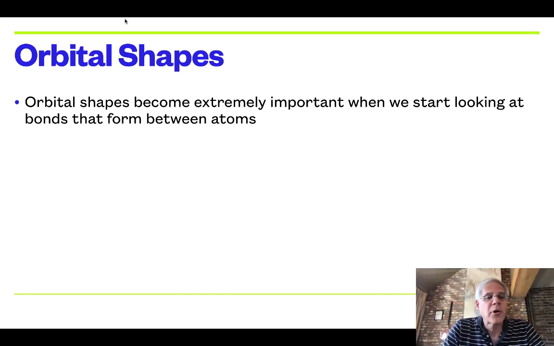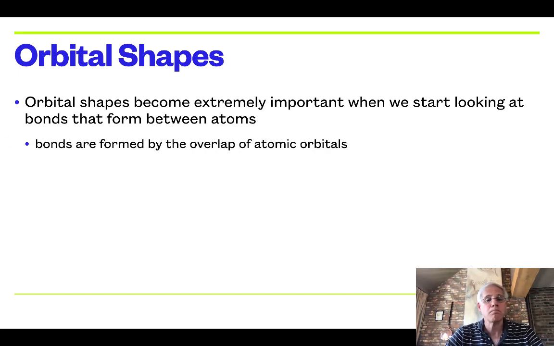Welcome to our third part of Lecture 1, and we're going to continue on looking at orbital shapes. So we've learned what orbitals are, and we've seen that they have different designators, and it turns out that those different equations that give us solutions to the Schrodinger equation give us very distinct orbital shapes from those probability densities. And orbital shapes are very important when we start looking at bonds that form between atoms when we want to make molecules. The reason for that is because the bonds that form between atoms when we're making molecules are formed by the overlap of atomic orbitals.